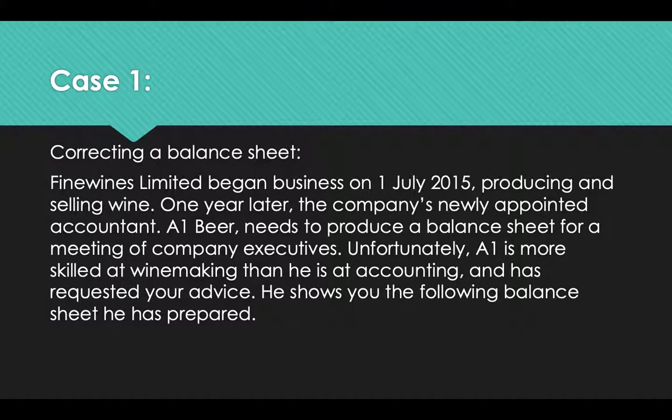Case 1. Correcting a balance sheet. Fine Wines Limited began business on the 1st of July 2015, producing and selling wine. 1 year later, the company's newly appointed accountant, A1 Beer, needs to produce a balance sheet for a meeting of company executives. Unfortunately, A1 is more skilled at winemaking than he is at accounting and has requested your advice. He shows you the following balance sheet he has prepared.